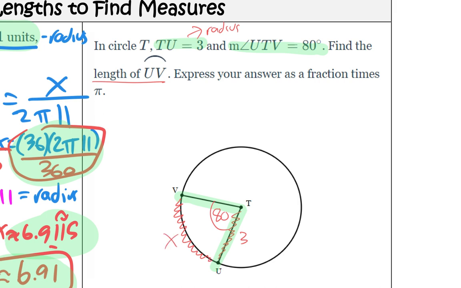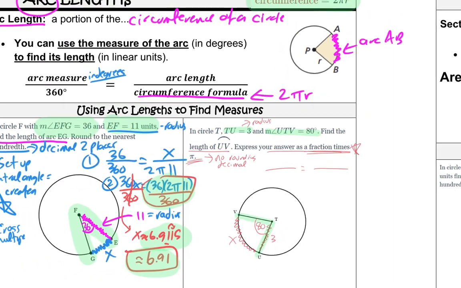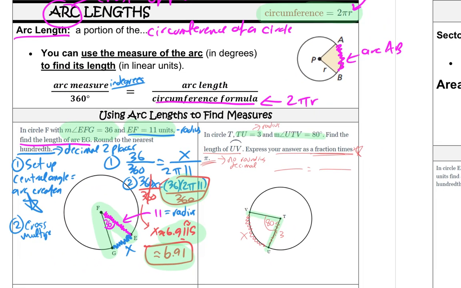On this one, let's check this out. They want the answer as a fraction times pi. So this is a little bit different: no rounding, so we're not going to have a rounded decimal answer. Let's set it up. We're going to do the same thing. We have the arc measure. If that's 80, we know the arc measure is also 80, over 360, which is always going to be 360.